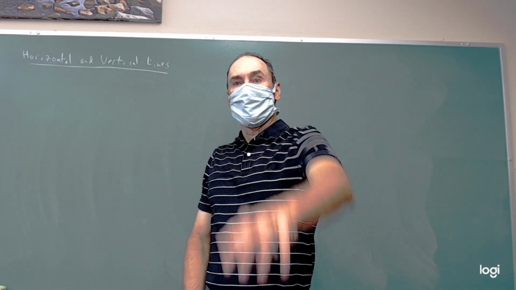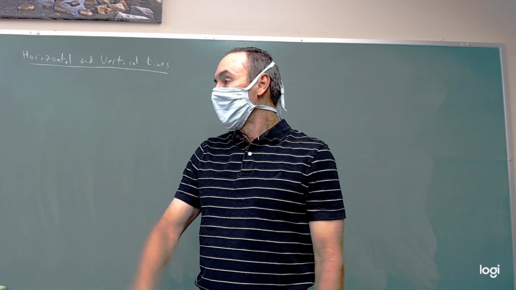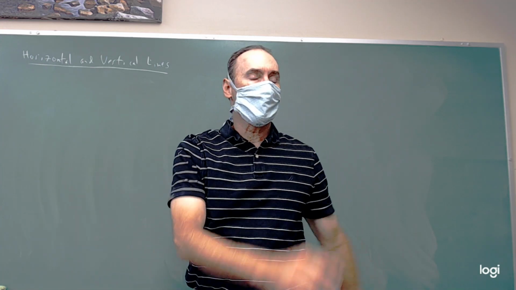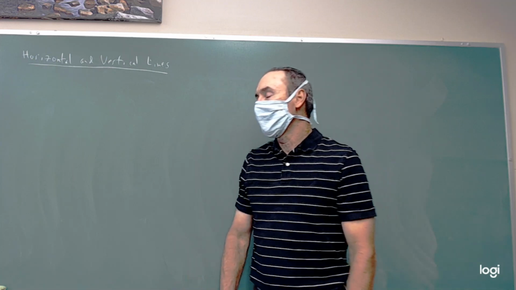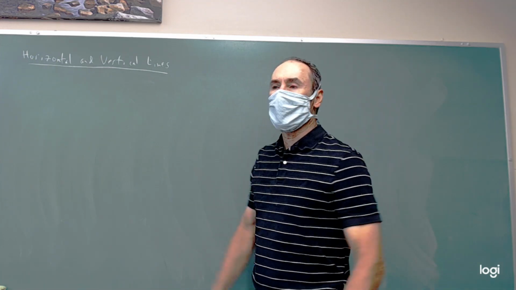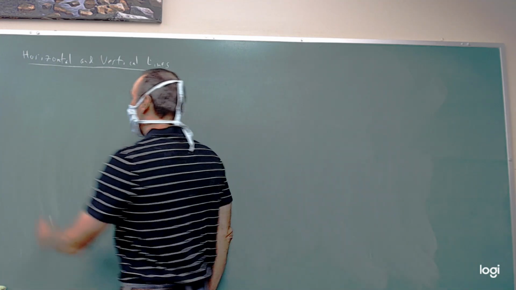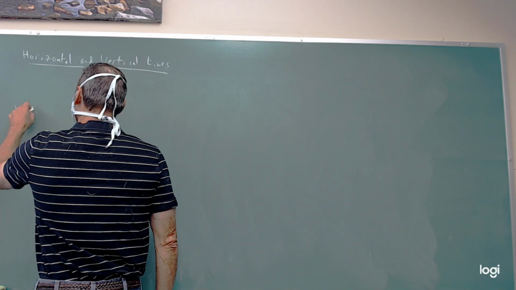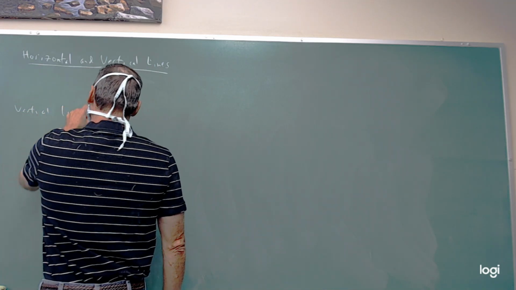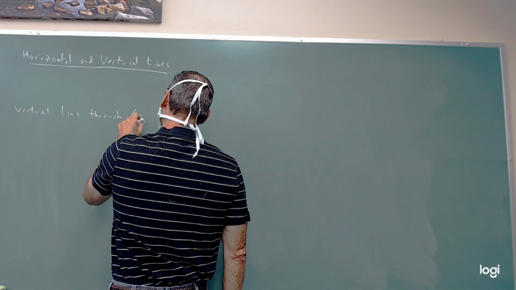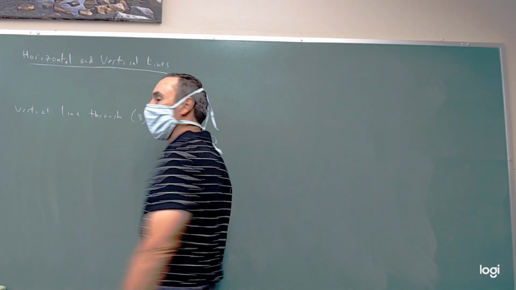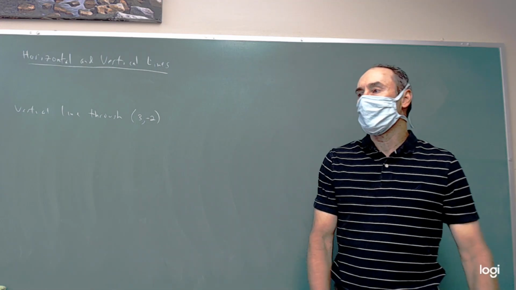Did you get it? Okay. So let's just refresh our memory about horizontal and vertical lines. These are kind of the outliers on this thing. So what's an equation of a vertical line, let's say a vertical line through the point 3, negative 2? What's an equation of a vertical line through the point 3, negative 2?